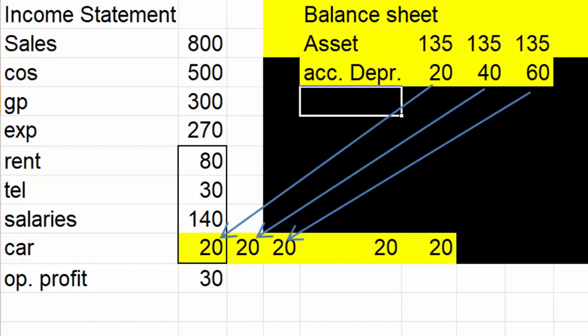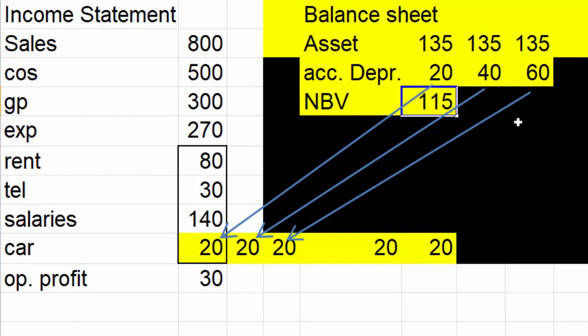But in your books, when you have a look at it, you get the asset is at NBV, net book value. And the value in your books would be the 135 minus the 20, then minus the 40, and then minus the 60. So you can see in your books that the value of the asset looks like it's going down in value. It's not really reflecting going down in value. What it's reflecting is the allocation from the balance sheet into the income statement.